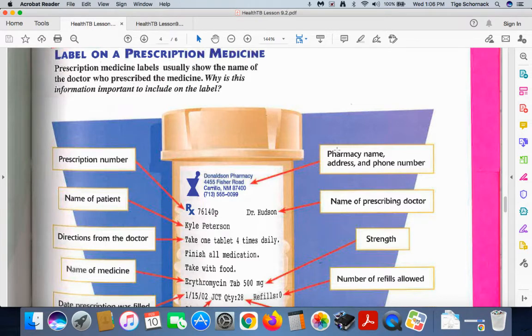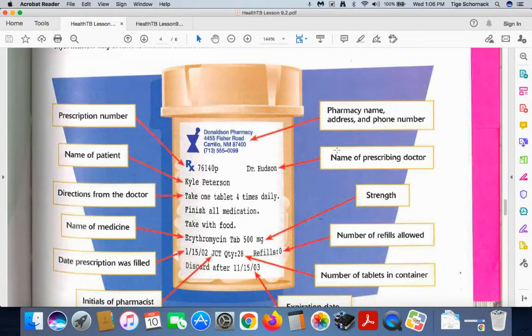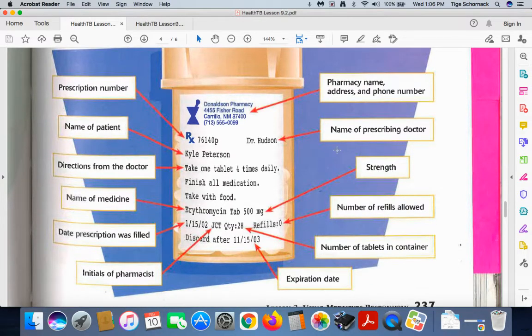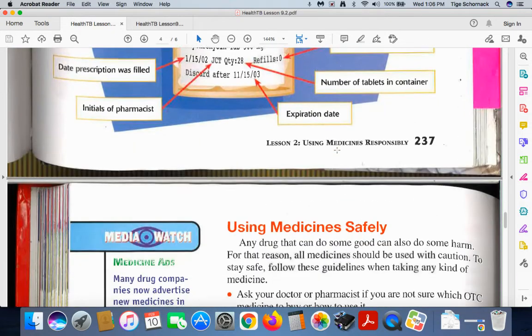Why is this information important? We see the prescription number, the name of the patient, the directions of the doctor, the name of the medicine, that's its scientific name, the date prescribed was filled, the initials of the pharmacist, the pharmacy name, address, and phone number, name of prescribing doctor, strength, number of refills, number of tablets in the container, and expiration date.